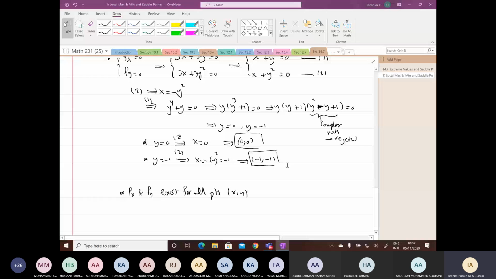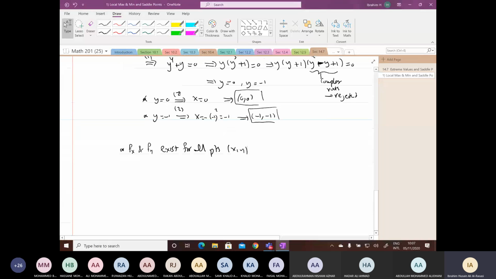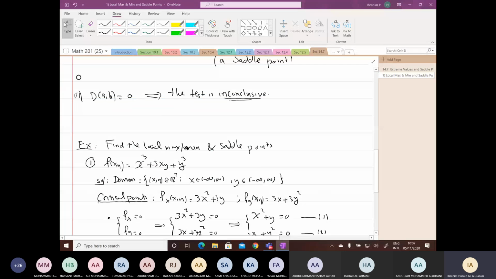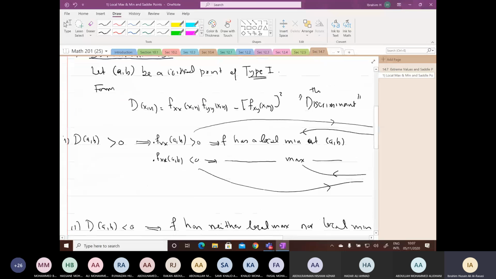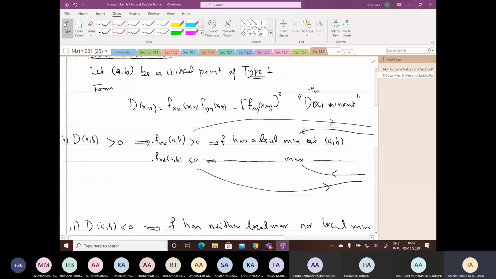Next, we have to decide or to test what kind of point these critical points are: a local max, a local min or a saddle point. And for this, you have to apply the discriminant test, if you remember here. So you just form the discriminant and check the sign of the discriminant at the critical points.